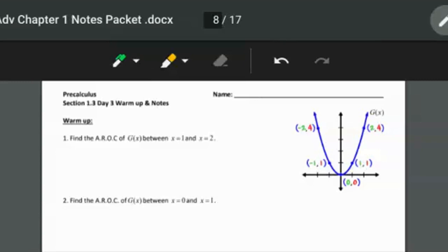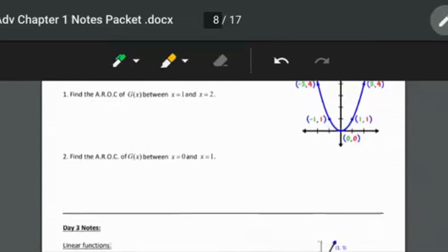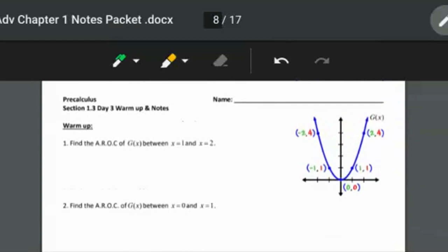Day 3 warm-up and notes. These first two questions are the warm-up, so I suggest you press pause, try these problems on your own, and then check your answer with me. One thing to point out, where it says AROC right here, that stands for average rate of change.